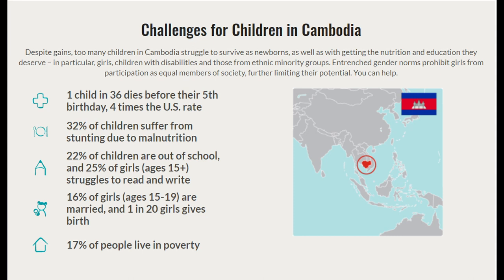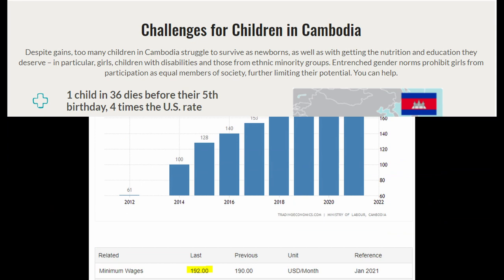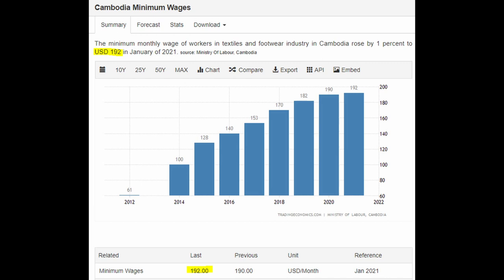I mean, 1 in 36 children die before their 5th birthday. 32% of children suffer from stunting growth due to malnutrition. 22% of children are out of school, and 25% of girls struggle to read and write. Now, a large part of this is because of the mass genocide of people, specifically educated people. And in addition, you're seeing that the monthly wage is only US$192, according to TradingEconomics.com. So we're talking about extreme levels of poverty here.